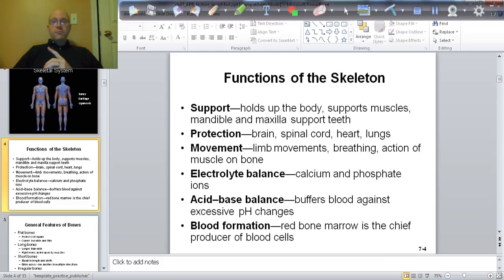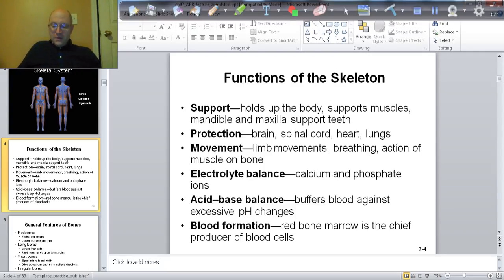Inside of numerous of your bones, there's going to be red bone marrow. Red bone marrow is a place where your red blood cells get made, and also your white blood cells and the platelets. Pretty much all the formed elements of your blood are formed in your red bone marrow. Okay? So six functions: support, protection from impact, movement, electrolyte balance, acid-base balance, and blood formation.